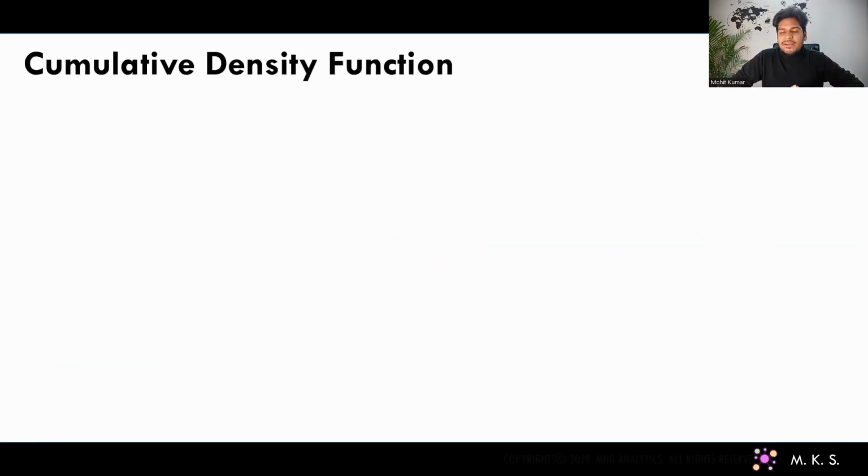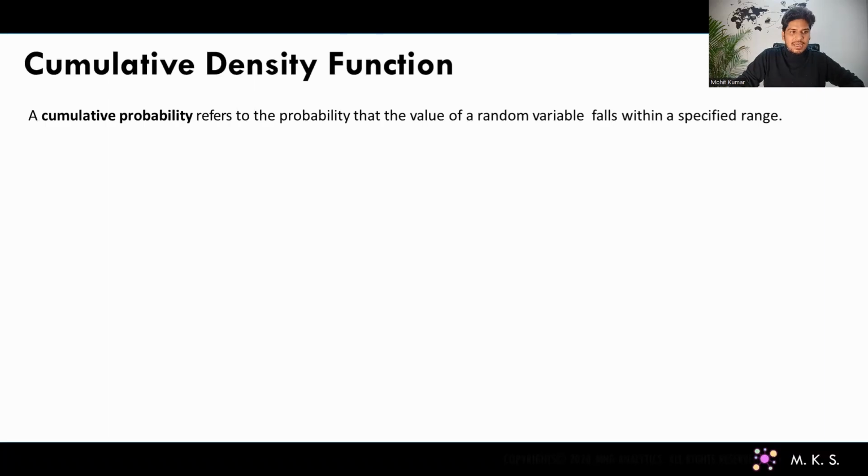Now let's talk about the second function we have, that is cumulative density function, right? So this function, we can use it for discrete probability distribution as well as continuous probability distribution, right? So now let's understand what is cumulative density function.